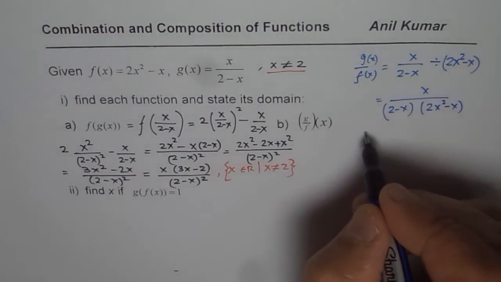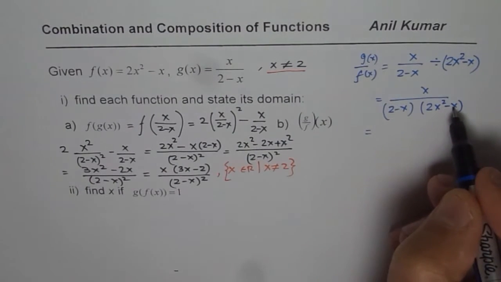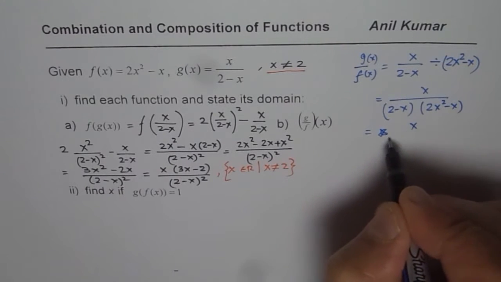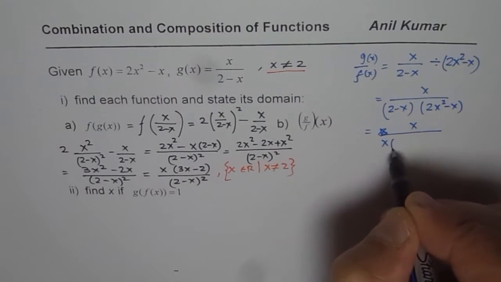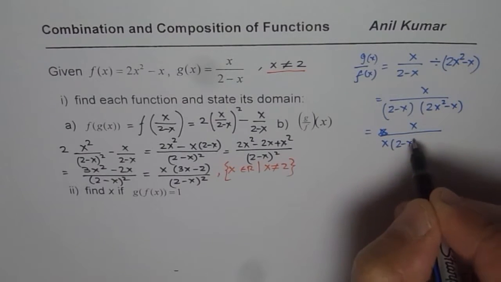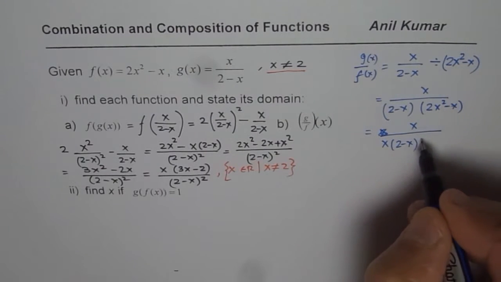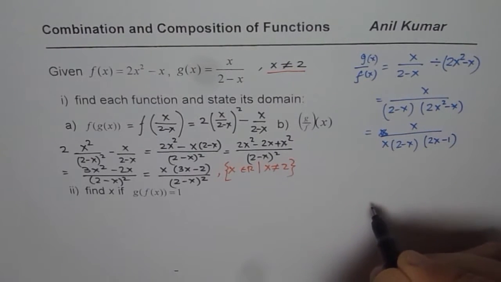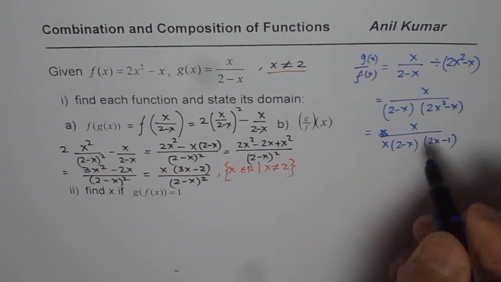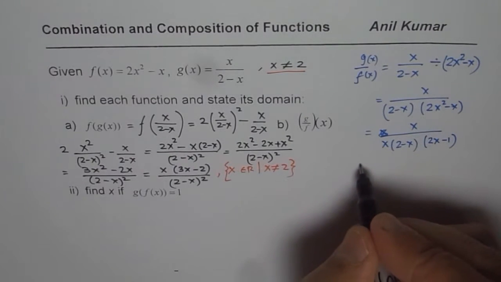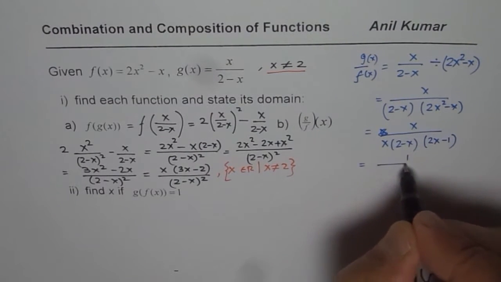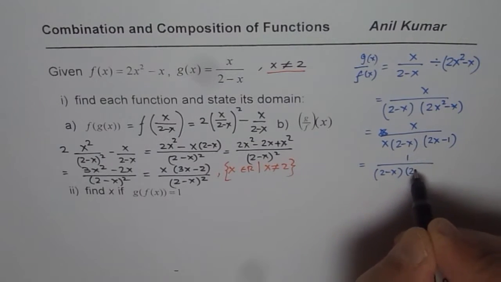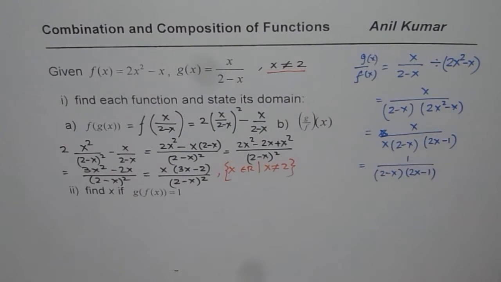We can actually simplify this by taking x common from here. So we get x common. Okay, let me write x first in the numerator here, and then x common. So we have 2 minus x, and when you take x common, you get 2x minus 1. Now x and x will cancel out. So that is how you can simplify it. So you get 1 over 2 minus x times 2x minus 1. So that is part B for us.